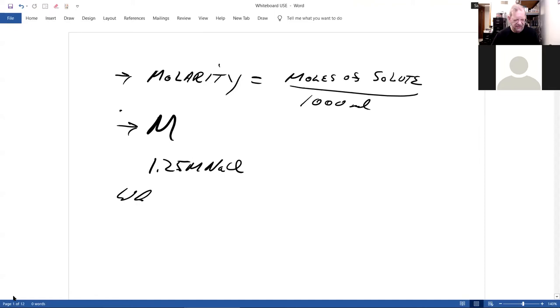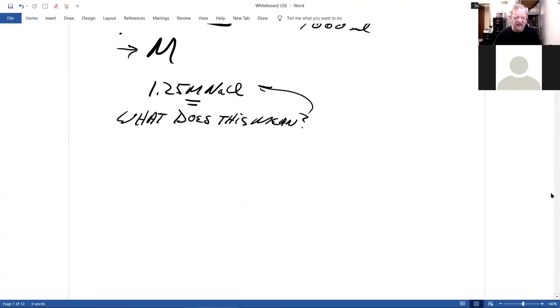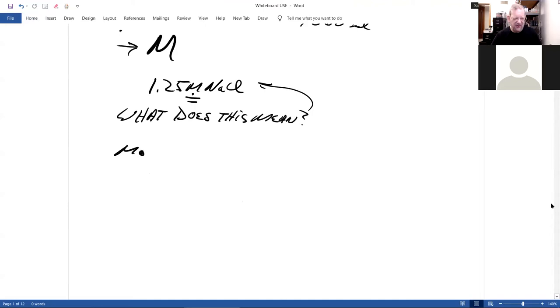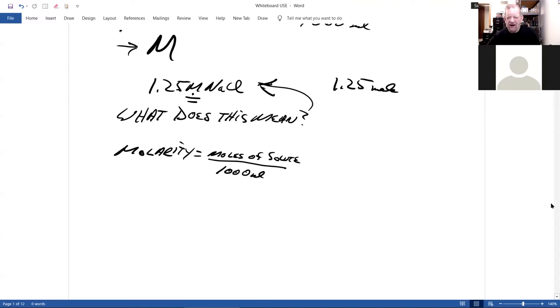And what does this mean? Well, first of all, the letter capital M, that tells you molarity. And what does that mean? Once I know it's molarity, molarity is moles of solute per 1,000 milliliters. And therefore, what does this mean? It means 1.25 moles of NaCl per 1,000 milliliters.